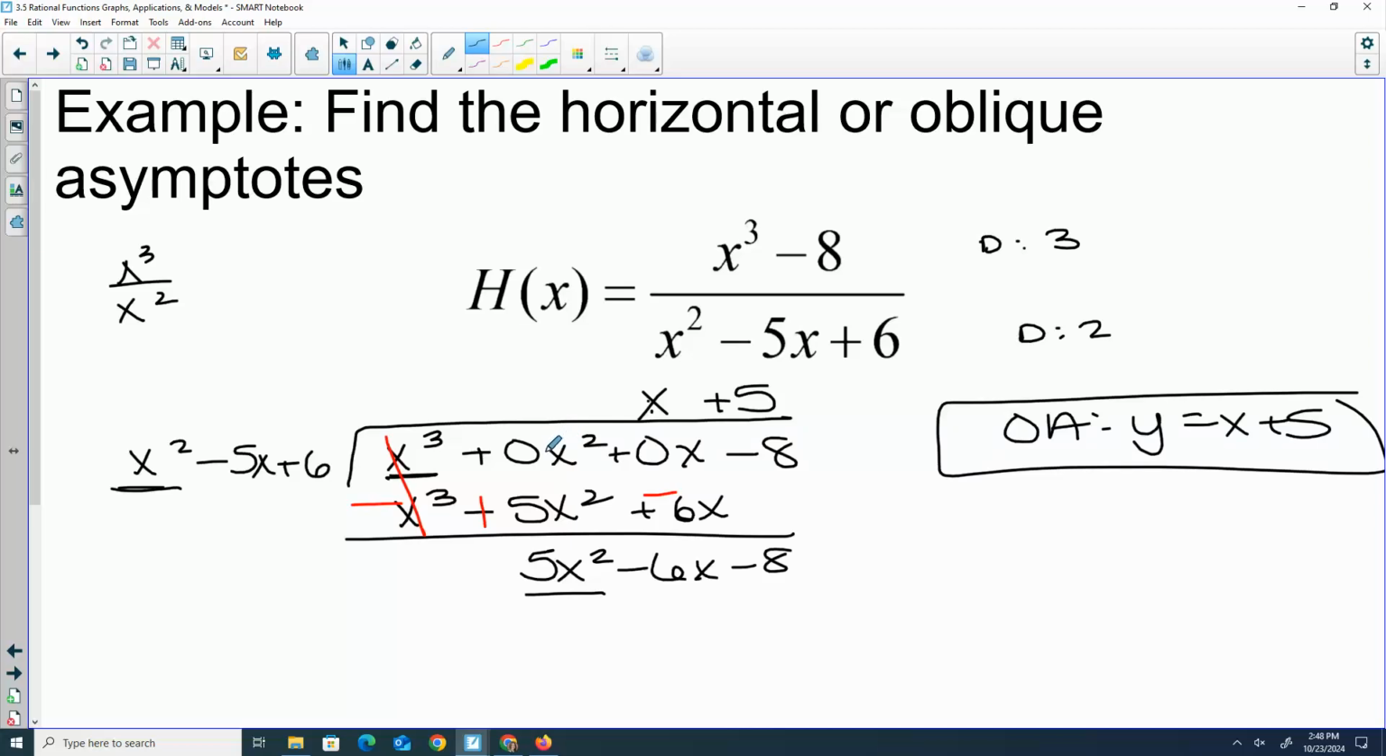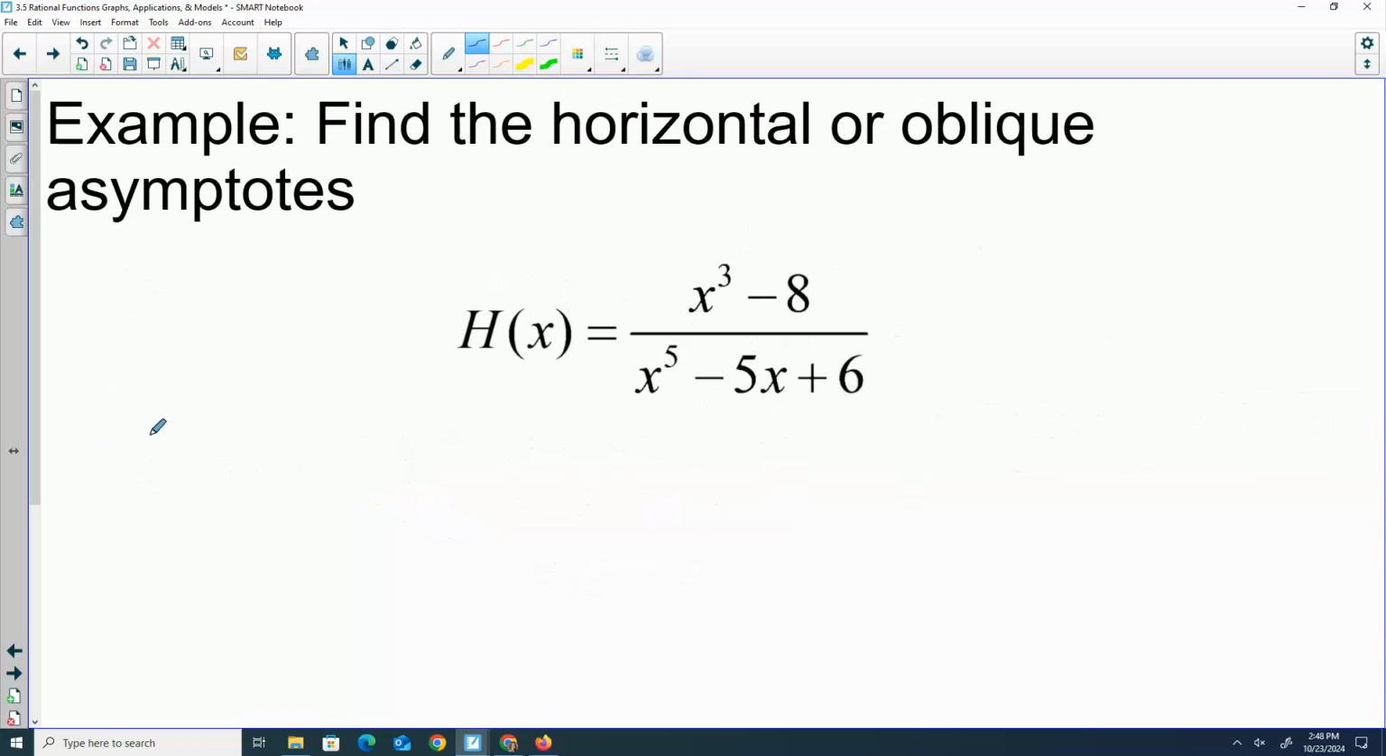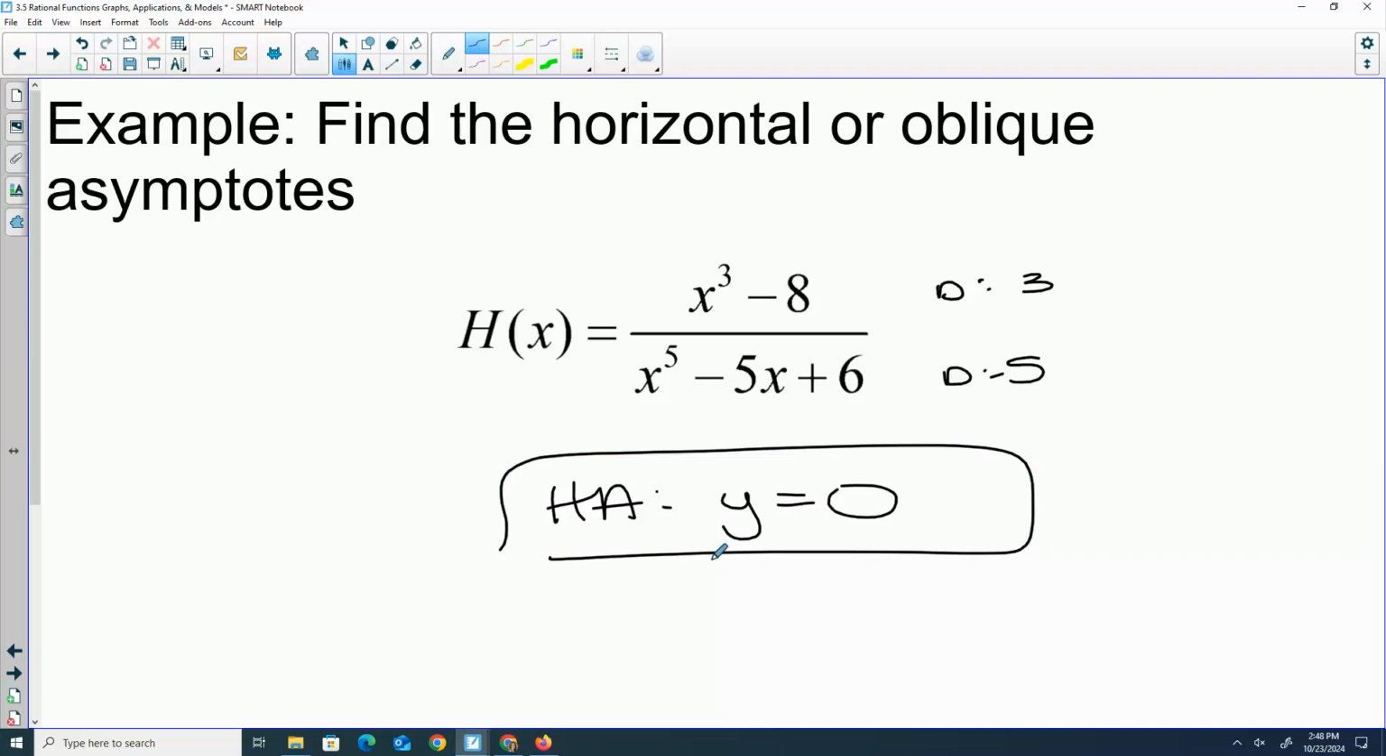Is that okay? Let's look at this one. What's the degree at the top? What's the degree at the bottom? Does anyone know what this will be? Can you do x cubed divided by x to the 5th? No. So it's an automatic horizontal y equals 0. Anytime the degree on the top is smaller, it's an automatic 0.